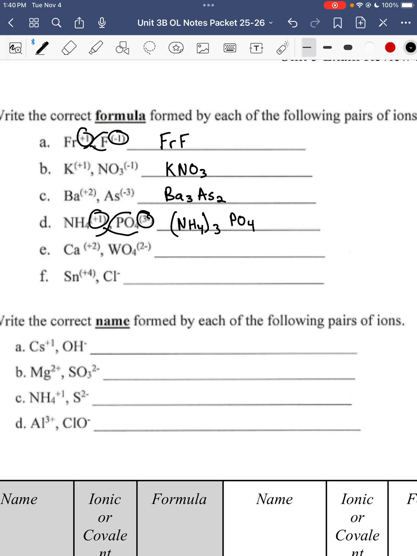Next, Ca plus 2, WO4 minus 2. That means I have Ca2, WO4 2, which is going to simplify just into CaWO4. Next, Sn plus 4, Cl minus 1. When I cross those over, I'll get SnCl4.